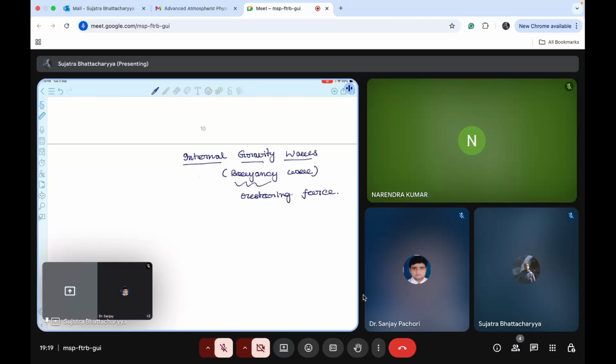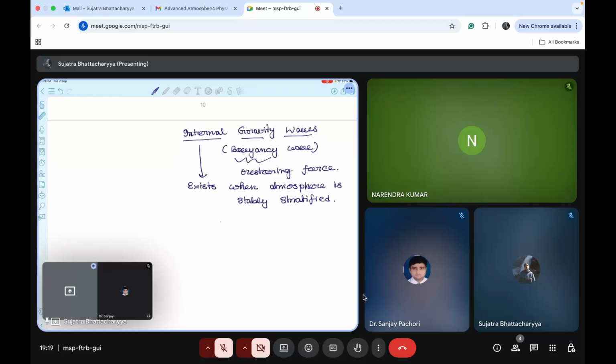It exists, I have written it already, but I am writing it again, when the atmosphere is stably stratified. That means your density generally decreases with height. So that is the case. The parcel density should be higher than that of the environment. So these are a couple of things.